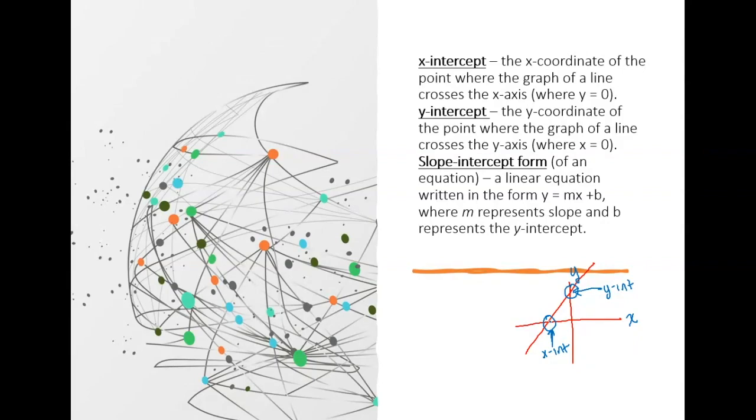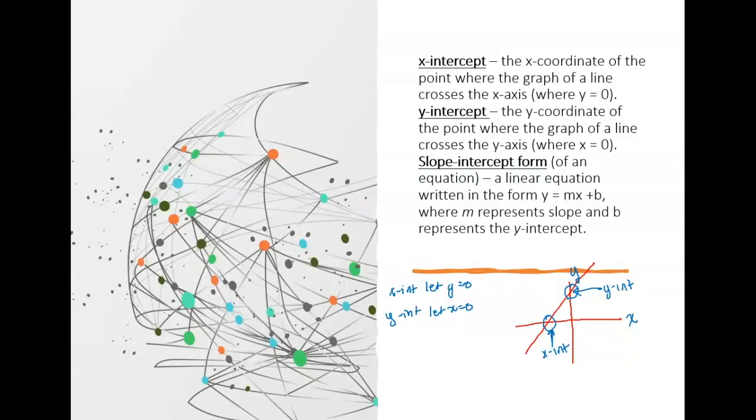My y is definitely 0. So in order to calculate my x-intercept, I let y equal 0. And for my y-intercept, I do the opposite. I let x equal 0, because when I look at this line, my y is some value, maybe a positive 5 or so, but my x is definitely 0. It's nowhere on that x-axis.